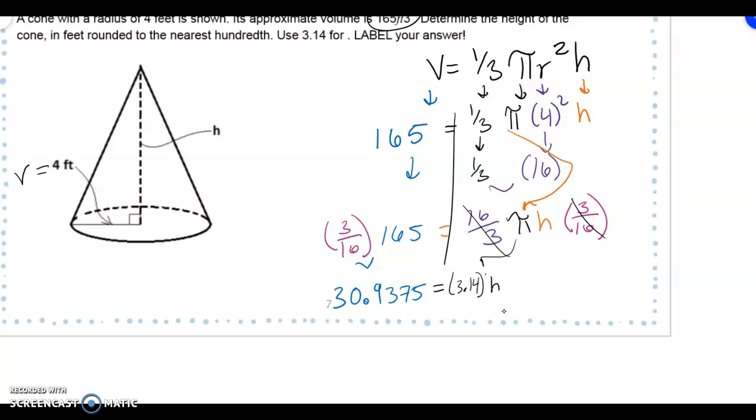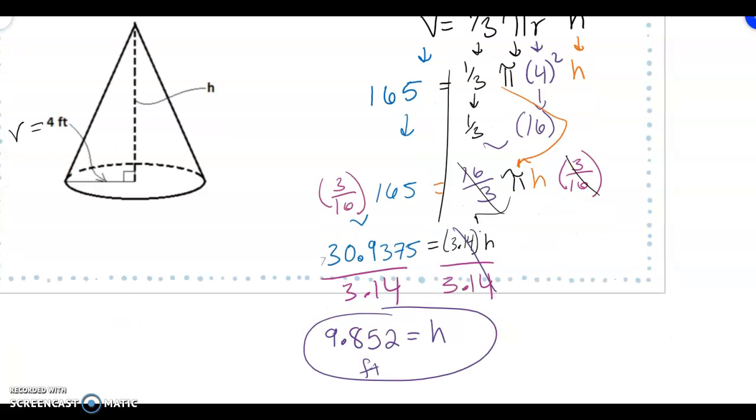What you get left is 30.9375, and since pi is a number, I'm going to divide everything by pi, so 3.14. And our height is, the pi's would cancel and you'd be left with 9.852 feet. That's our height. There we go. That's how you do it backwards.